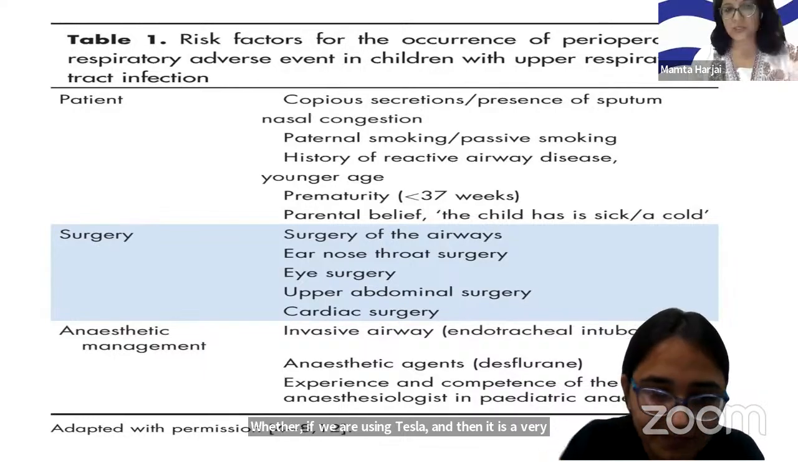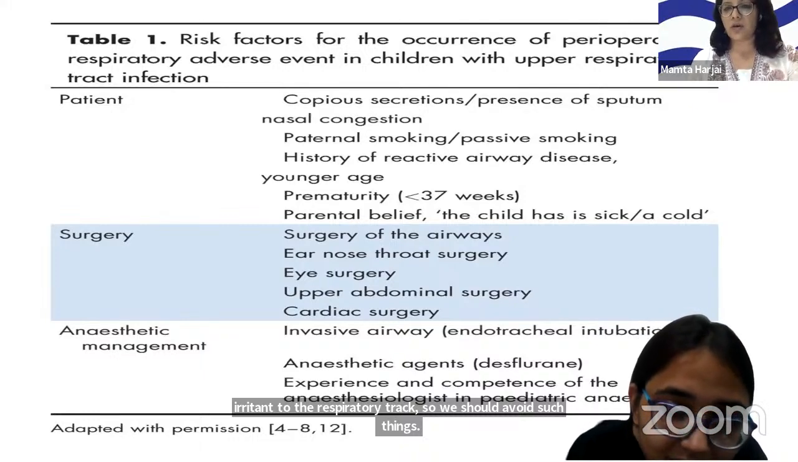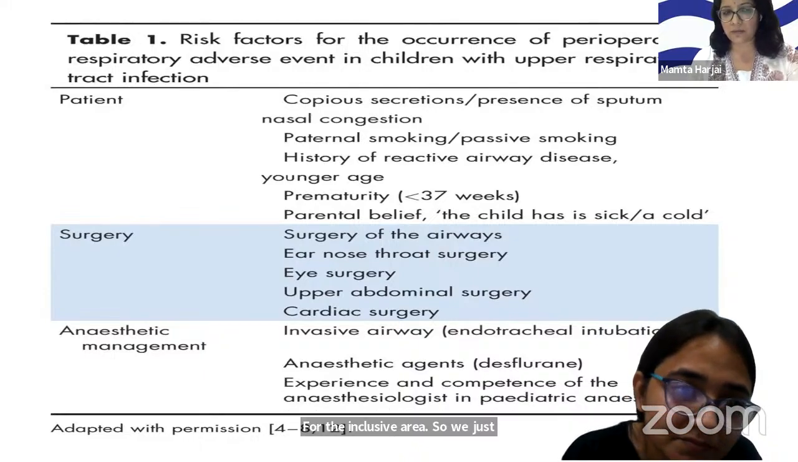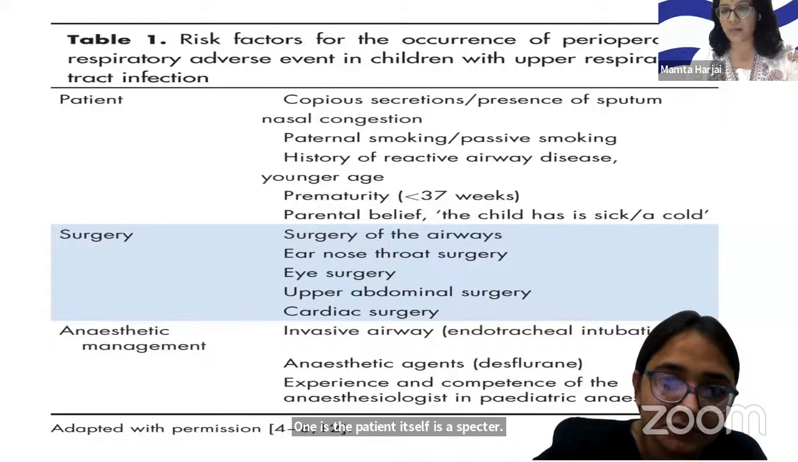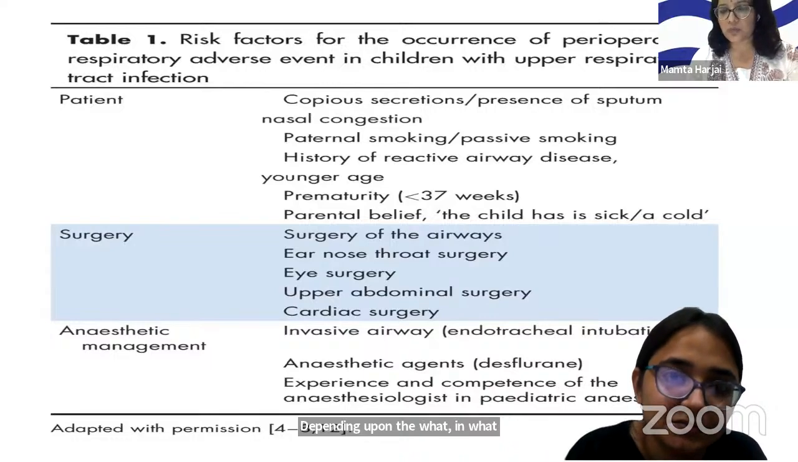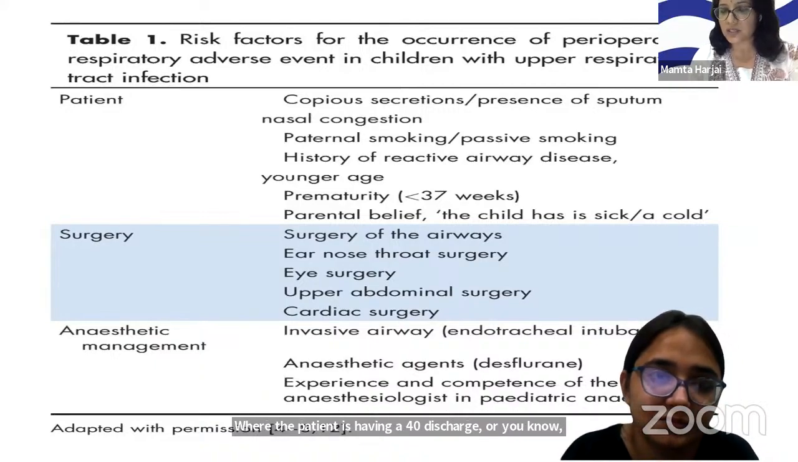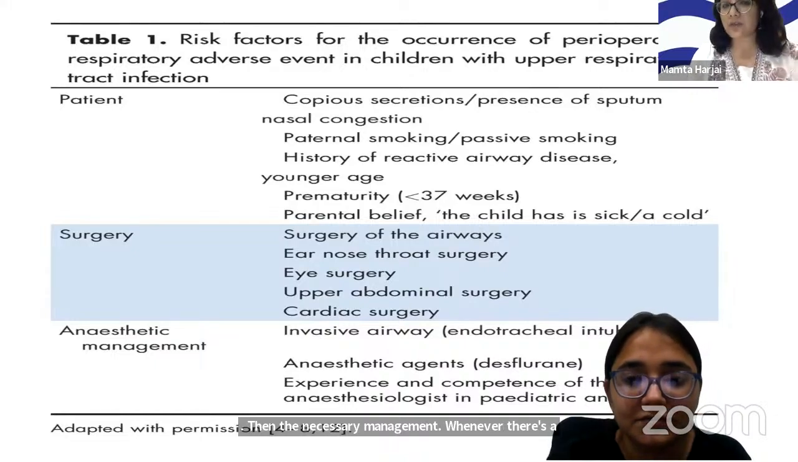So for this PGs, I'm simplifying this. If they ask in case discussion about the risk factors for the occurrence of perioperative respiratory adverse events, just remember you can categorize them into three. One is the patient itself as a risk factor, depending upon in what condition the patient has come, what are the comorbidities, whether the patient is having a spurious or greenish discharge, or nasal congestion, or some prior history of reactive airway diseases. Then the type of surgery also contributes to it. Then the anesthetic management, whenever there is a chance of airway manipulation in the form of endotracheal tube or even bronchoscopy, then the risk is higher.